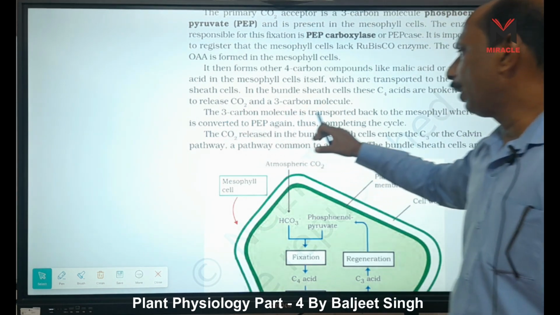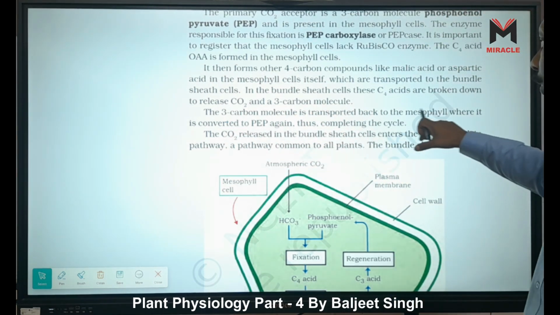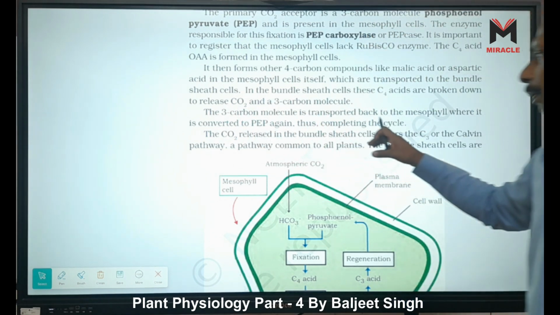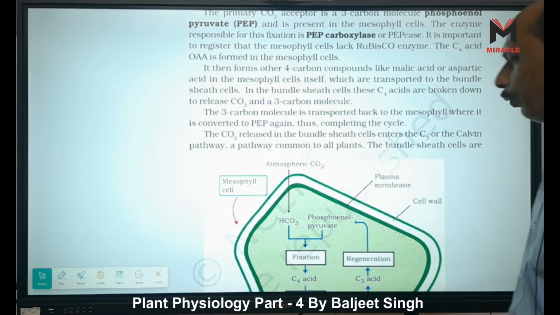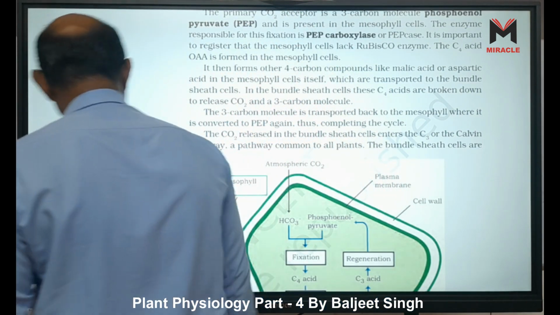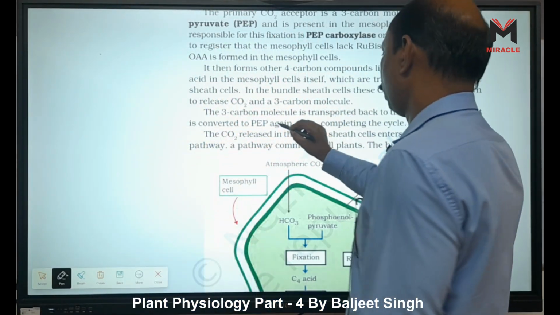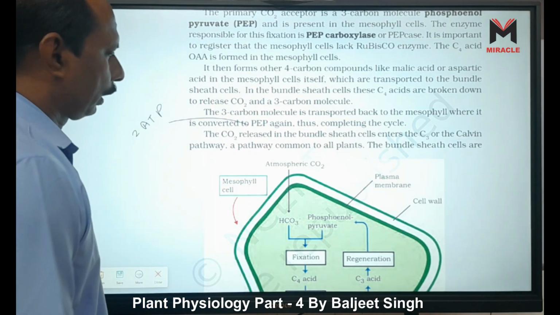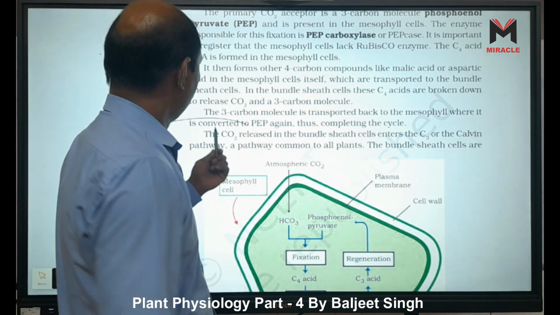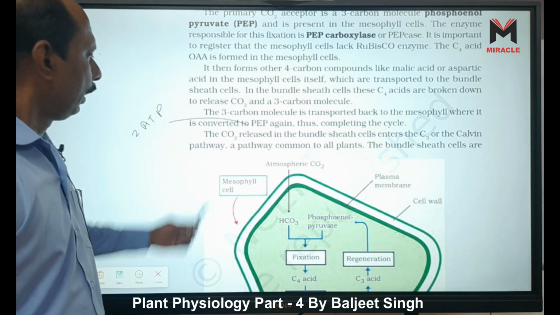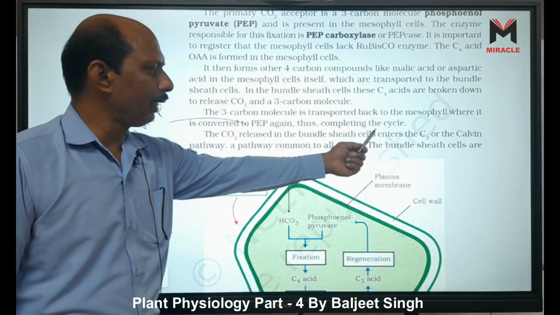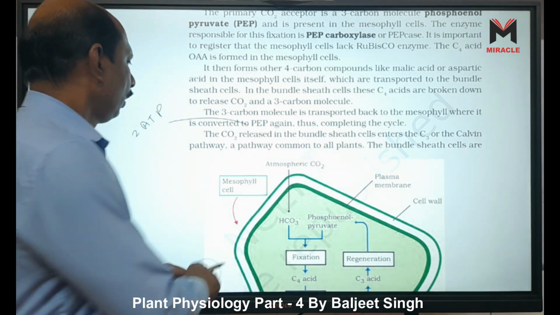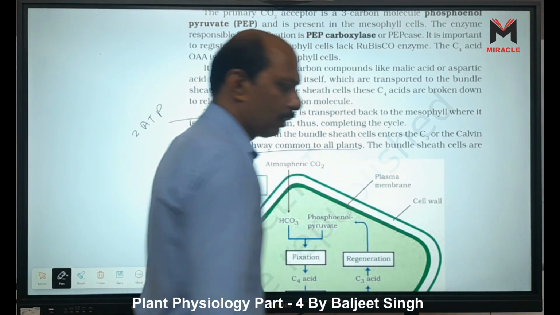This 3-carbon molecule is returned back to the mesophyll, where it is converted to PEP again by using 2 ATP, thus completing the cycle. The CO2 released in the bundle sheath cell enters the C3 cycle, or the Calvin cycle. This is very common to all plants, which means it is universal.